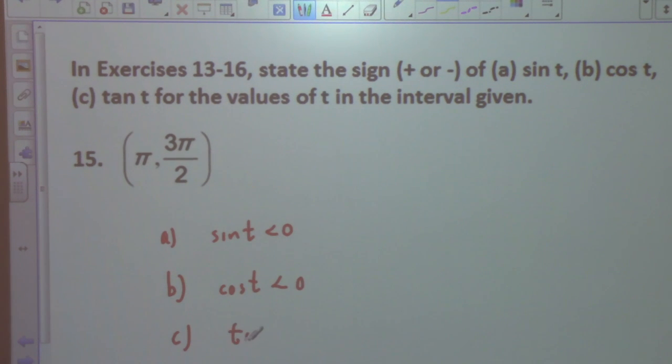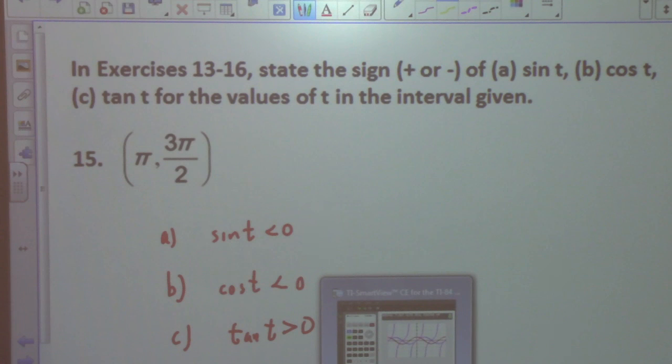Okay, tangent t is greater than 0. Everybody agree with that? Yes. Yeah, I want to show you something though. Which quadrant it is. I know that that's a coordinate pair.